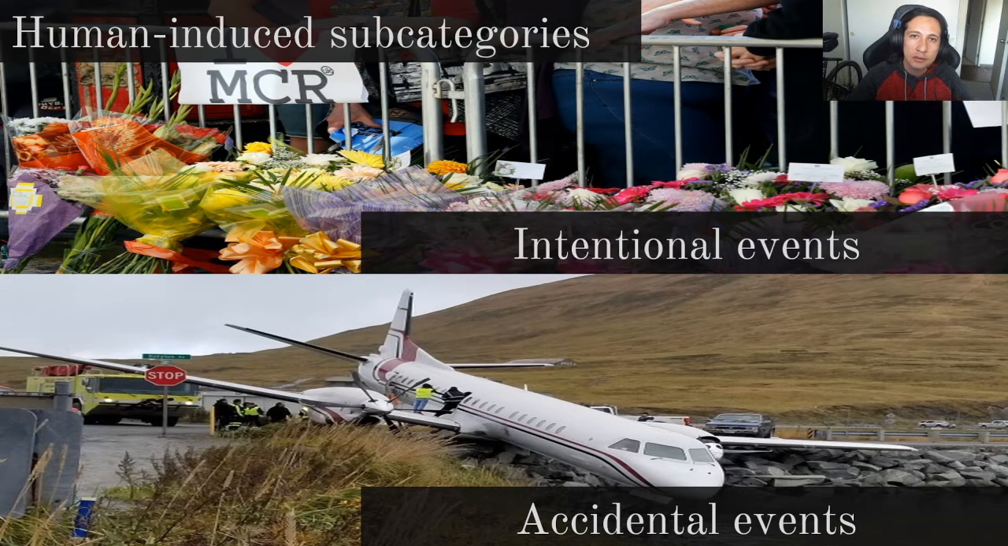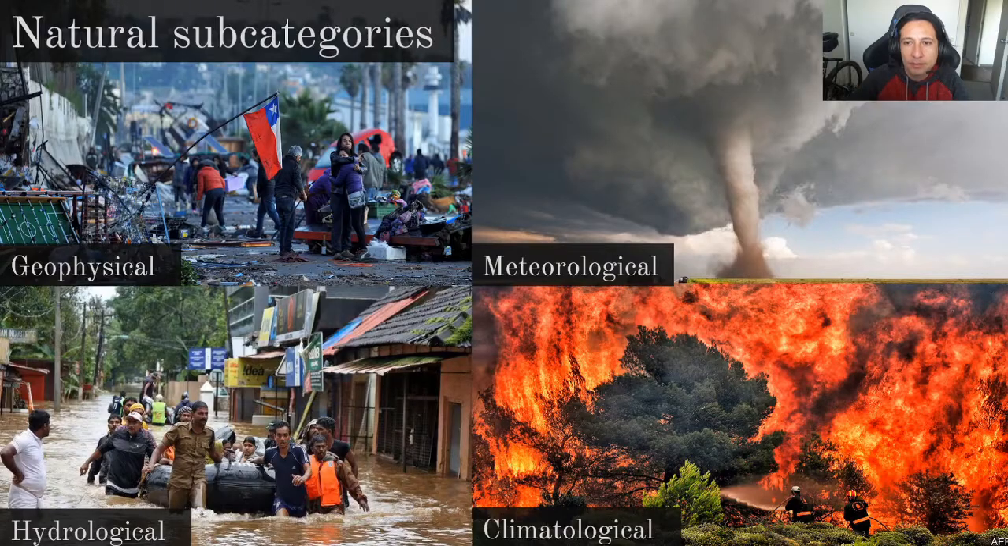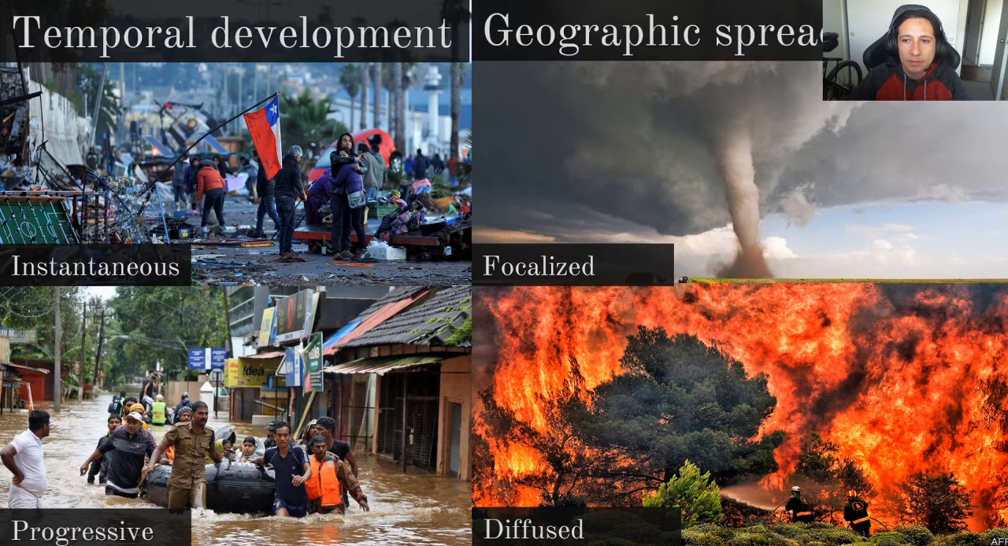First, we can consider two subcategories for human-induced events. On one hand, intentional events like a shooting or bombings, and accidental events such as plane crash and train derailment. In the case of natural events, we have several subcategories where some of these are geophysical events like earthquake, meteorological events like tornadoes, hydrological, climatological, among others.